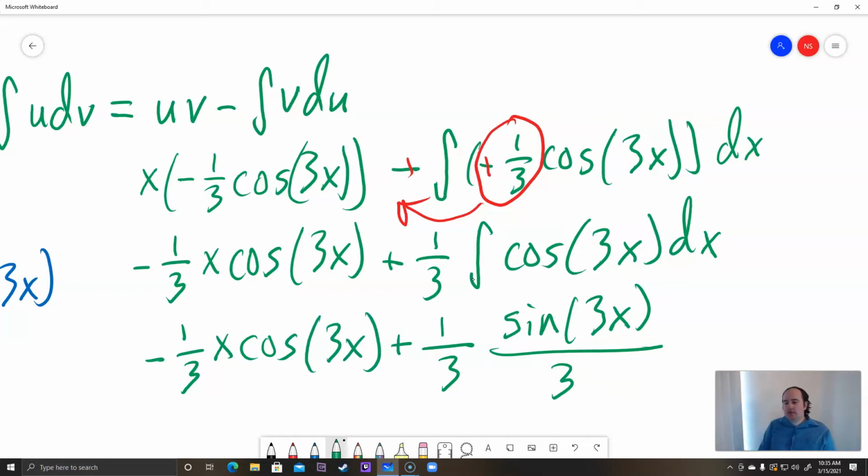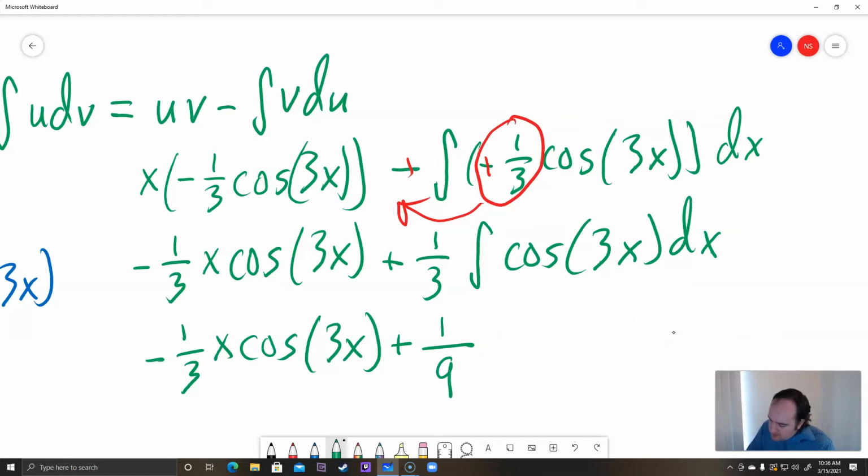Okay, and then because I'm too lazy to rewrite all this again, I'm going to go ahead and multiply these 3's on the bottom for the second term. So 3 times 3 is 9. So actually out front here, for the second term, we're going to have 1/9 times sine of 3x. Alright, but all we did right there was the green integral.